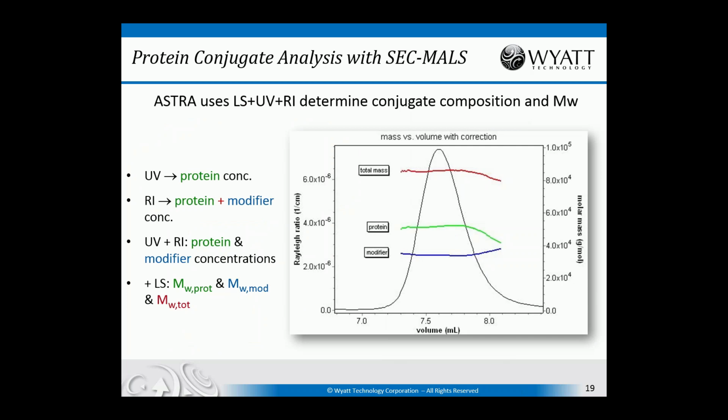So here's another way of presenting that. The results that we obtain, across the peak, are the molecular weight of the modifier independently, of the protein independently, and the total mass of the complex. Even though this is a simplistic look at how it's done for situations where one constituent does have a UV response and the other doesn't, it can also be carried out for more complex situations where both of them have responses.